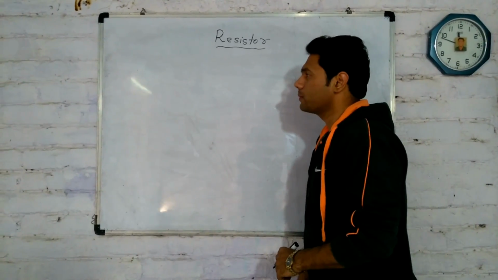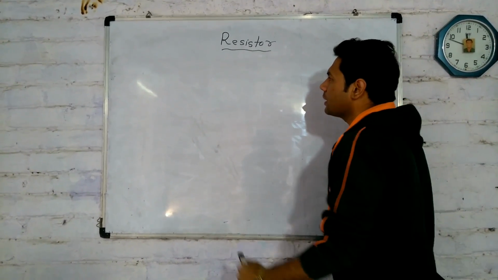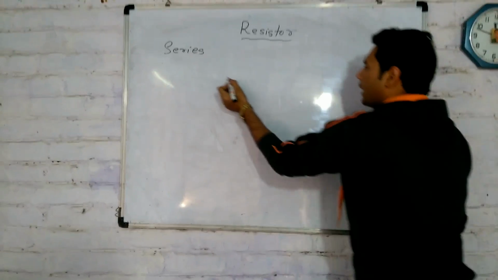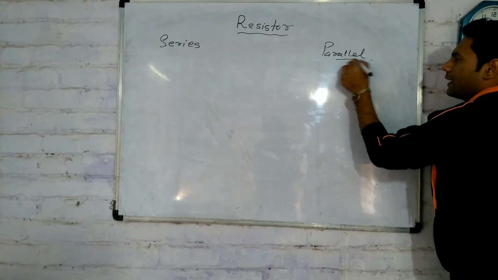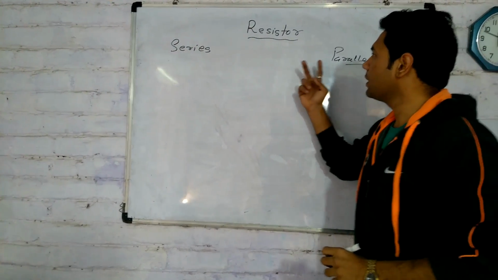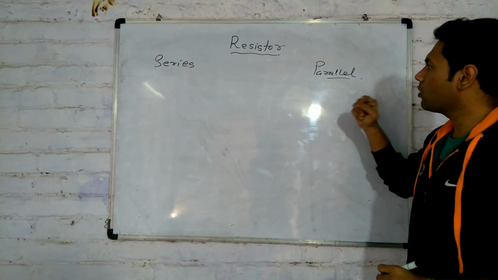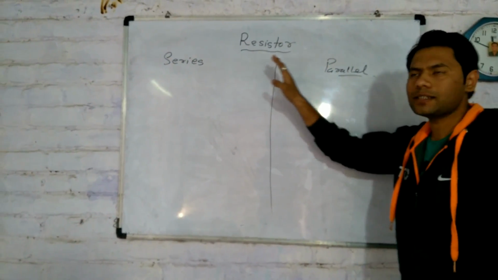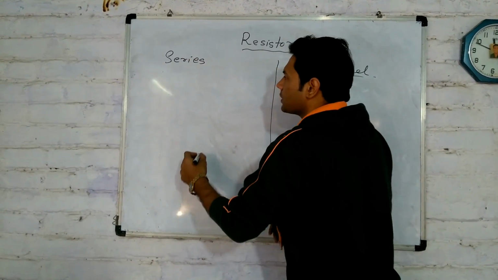Now after Ohm's law, resistors have two kinds of combination. One is series resistors and one is parallel resistors. As we know, resistors are very useful for reducing the current flow, but there are two kinds, series and parallel. Now, what do we do when we have to find the equation of series and parallel resistors? What is the meaning of series of resistors?